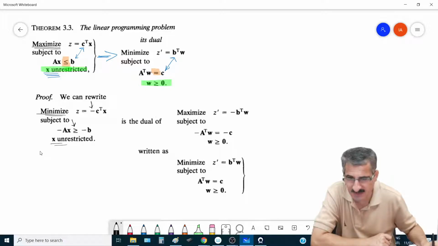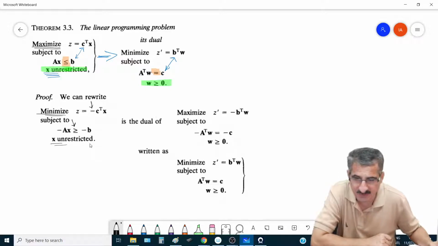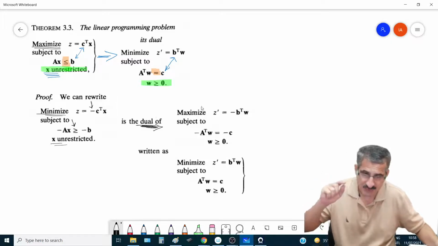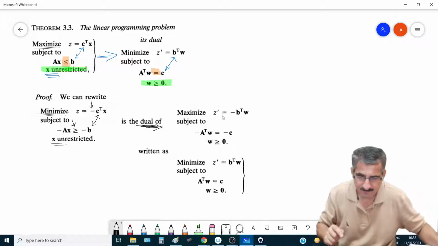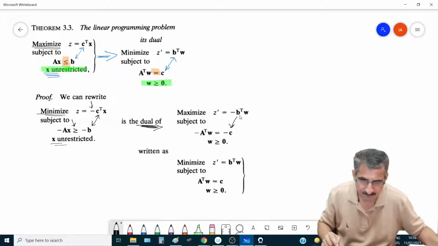And x is unrestricted. Now take the dual of this. The dual is المينيمايز الدول له ماكسمايز، وهذول بنبدلهم. هيهم. والمينيمايز أصبح ماكسمايز. جميل؟ والدبليو هذه أكبر من أو يساوي زيرو، وهذه مساواة.